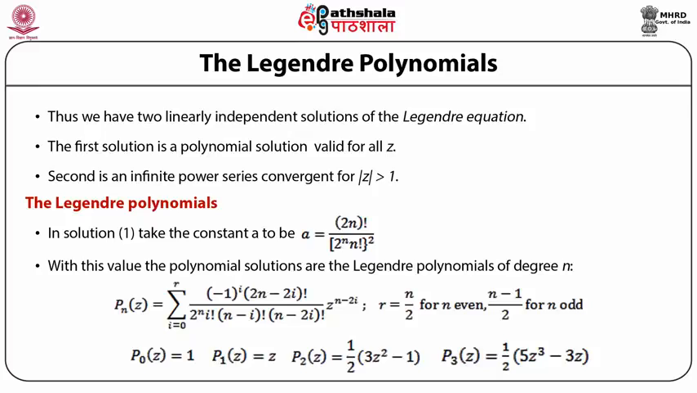The first few Legendre polynomials are therefore given by P0 of z is equal to 1, P1 of z is equal to z, P2 of z is equal to 1 by 2 multiplied by 3z square minus 1. P3 of z is equal to 1 by 2 multiplied by 5z cube minus 3z.